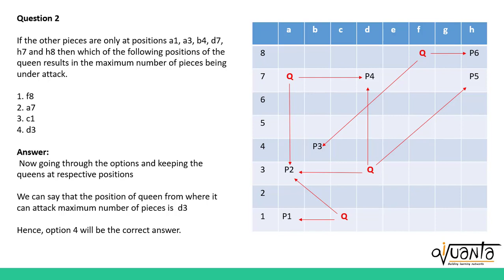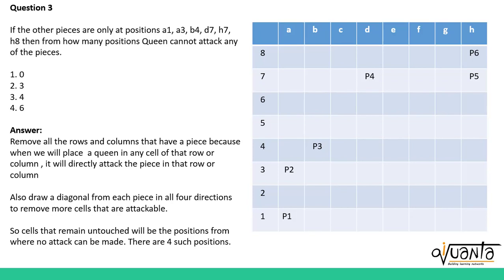Let's solve the next question. If the other pieces are only at positions A1, A3, B4, D7, H7 and H8, then from how many positions can the queen not attack any of the pieces? Now we know that the queen can attack any position to its left, right, top and bottom. So first of all, cancel out all the rows and columns that have a piece. Because if we place the queen anywhere on that row or column, it will directly attack the pieces. Apart from this, we must also cancel all the diagonals that have a piece.